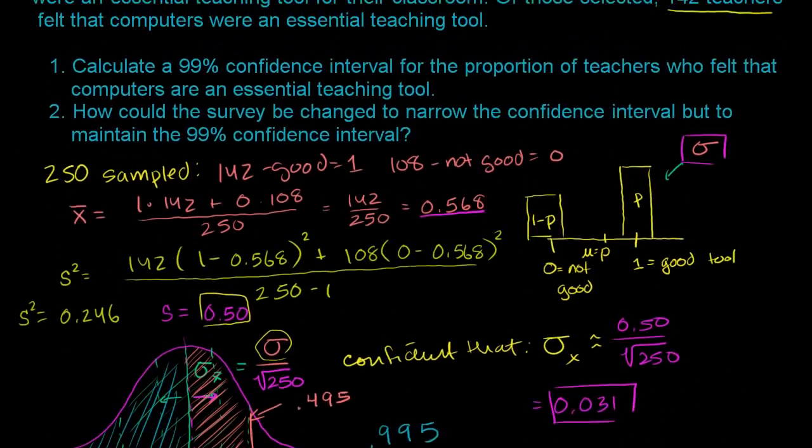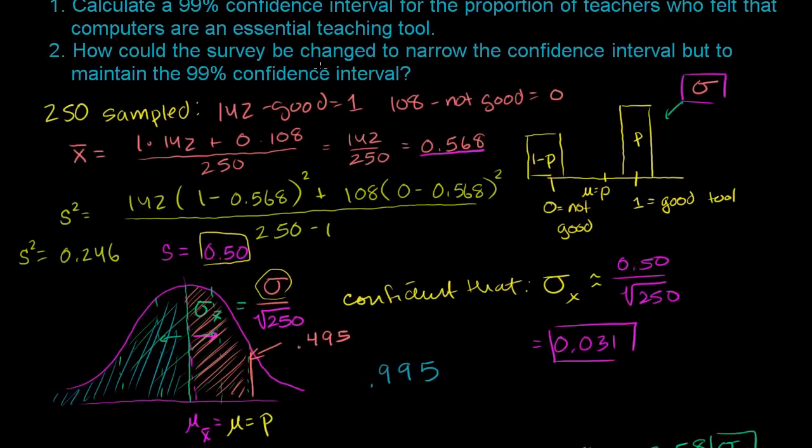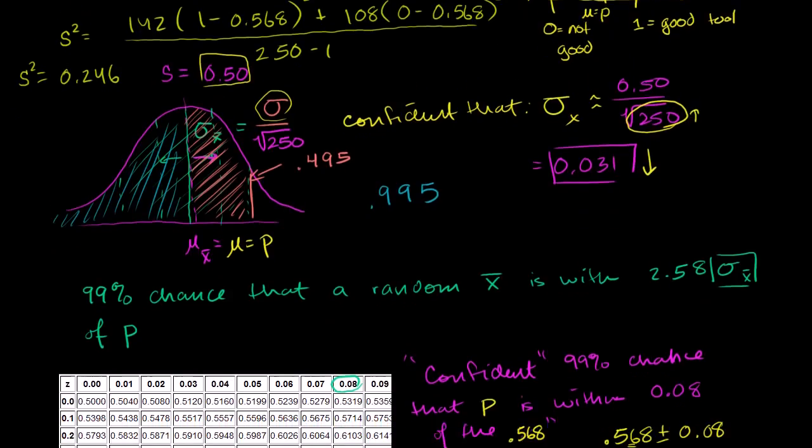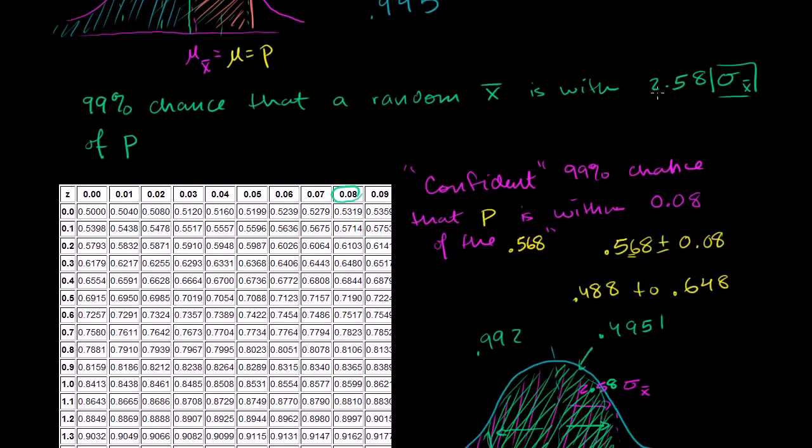Now that we answered the first part of the question, the second part: how could the survey be changed to narrow the confidence interval, but to maintain the 99% confidence interval? Well, you could just take more samples. If you take more samples, then our estimate of the standard deviation of this distribution will go down, because this denominator will be higher. If that denominator is higher, then this whole thing will go down. So if the standard deviation goes down here, then when we do the plus or minus on the range, this value will go down and will narrow our range. So you just take more samples.